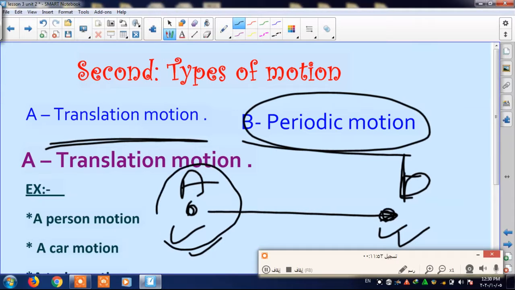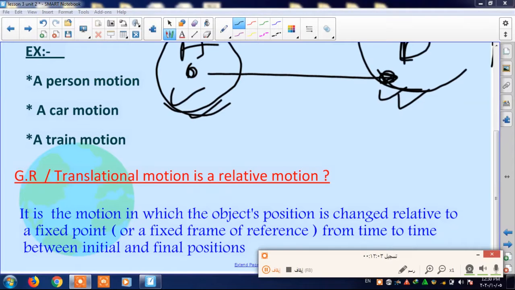Because it has a start point and an end point, it is the transitional motion. So when I ask you to give a reason, transitional motion is a relative motion. You can answer me because it is the motion in which the object can change its position or direction relative to a fixed point.